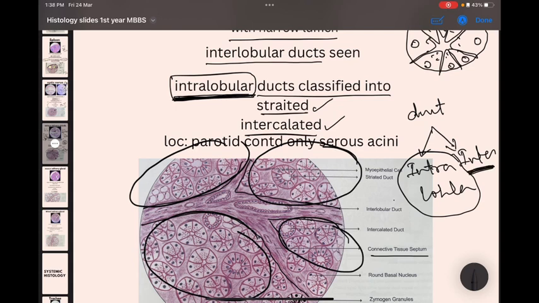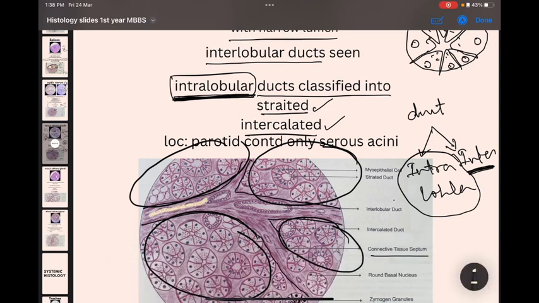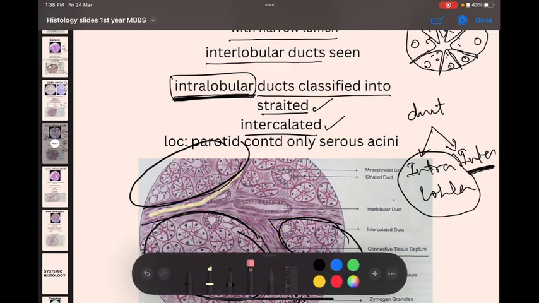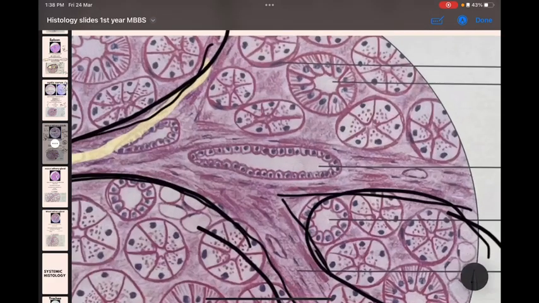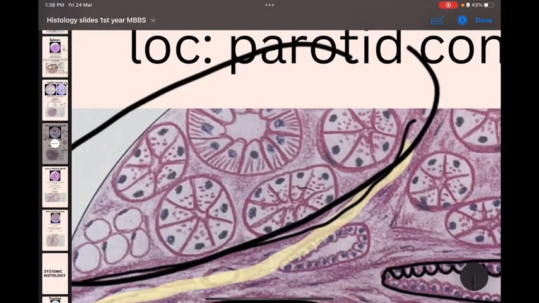So between the lobules, this is the region of the connective tissue septa, right? In this region, we have ducts called interlobular ducts. Okay. For striated duct, we have to draw striations in the base, and we have to draw the nucleus like this.